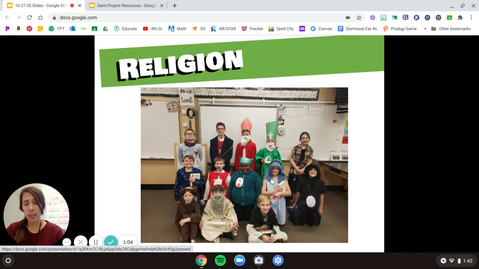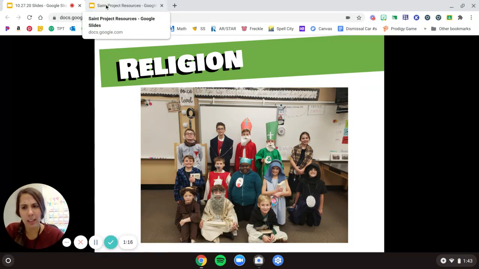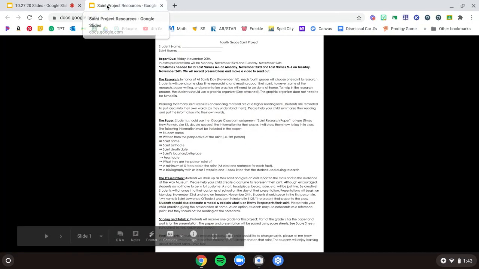Okay, so using what you have, you don't have to recreate the wheel. It doesn't have to be a Broadway style costume. Okay, and then a lot of them are wearing these medals on their neck, and we'll talk about that in a moment. So let's look at what the Saint Project is going to look like.